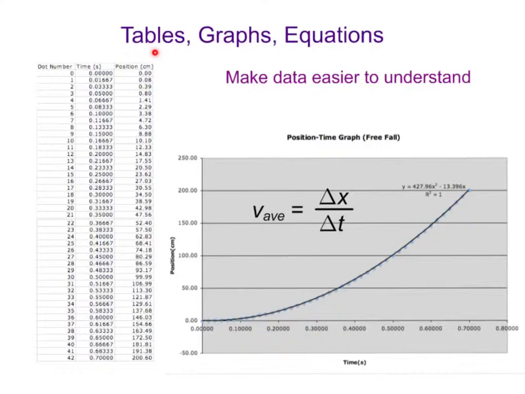Graphs. Graphs are another incredibly useful tool in physics. They make our data a lot easier to understand. All of this data here was put into this nice graph, position versus time. And this is actually a position time graph for free fall. So this is showing, right here, that line, the acceleration due to gravity. And this makes it really easy to see what's going on and helps us to understand different phenomena.